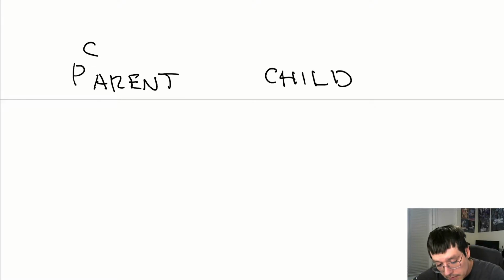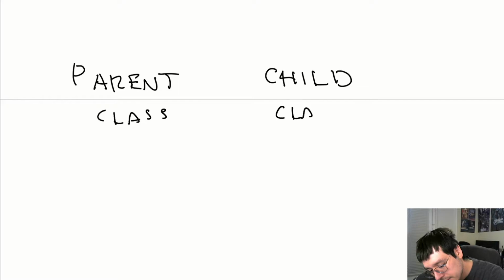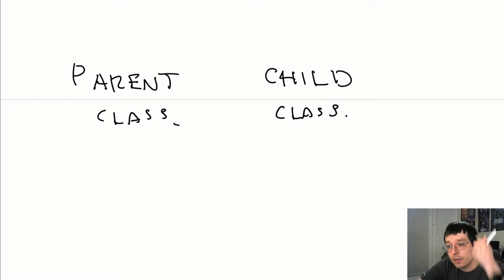For the classes, we have the parent class and the child class. The parent is going to be the original one, the OG one, and the child is going to be basically what came out of that. Okay? That sounds weird.